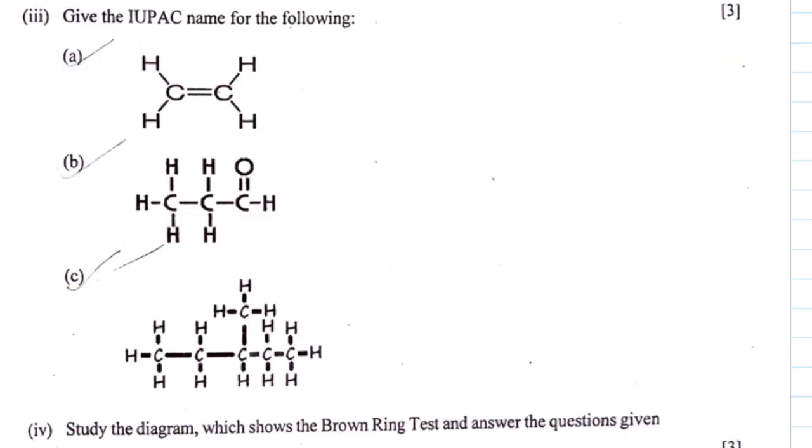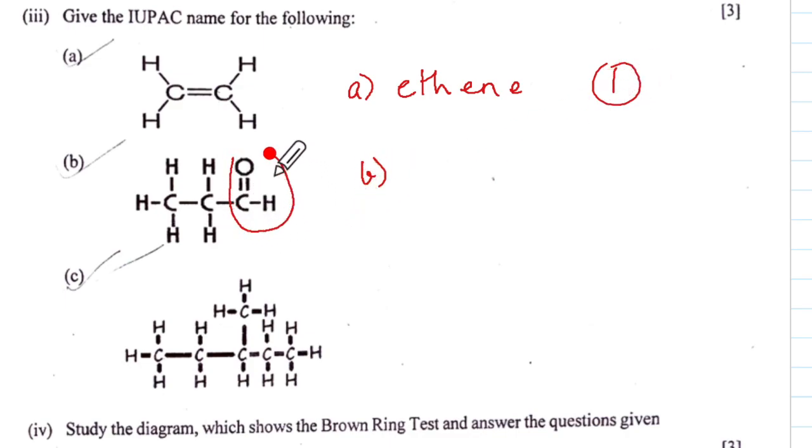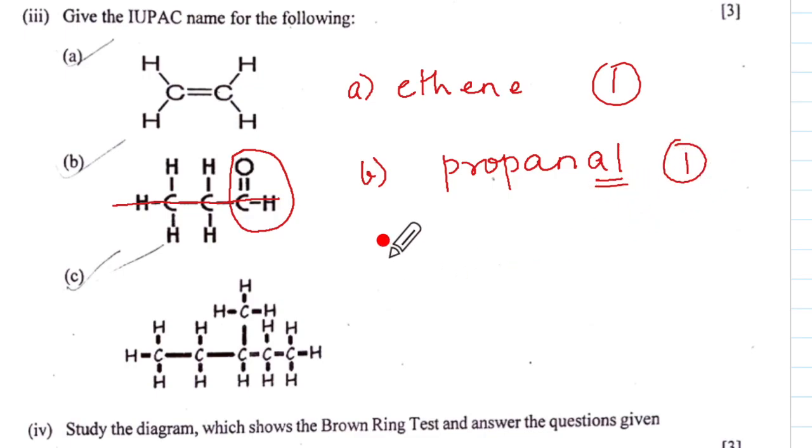Question 5, the third subpart. The IUPAC name for the following. Now you will see there are two carbons, so it is eth. Double bond, so it is ene, so it is ethene. So your A answer is ethene. That should give you a 1 mark. This is having this dash CHO, means aldehyde. In the straight chain there are 3 carbons, so it is prop. So we have prop. Single bonds here, so that is an. And CHO group means aldehyde, so al. That should give you a 1 mark.